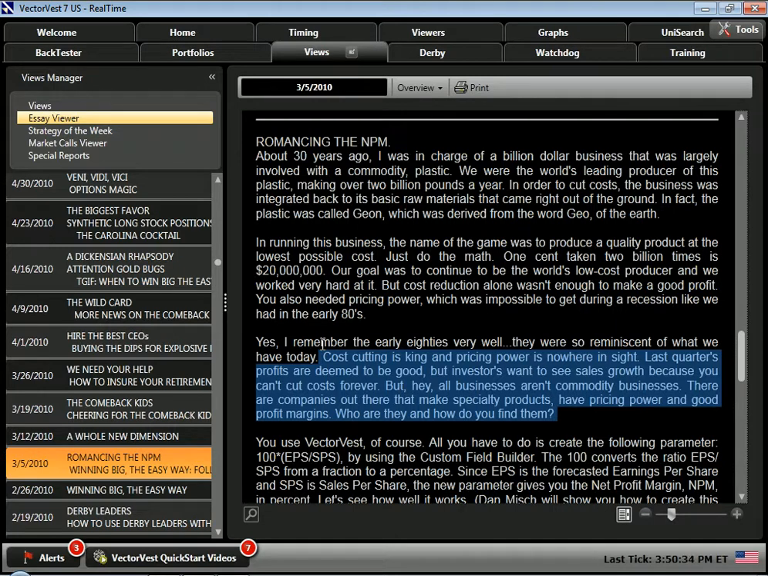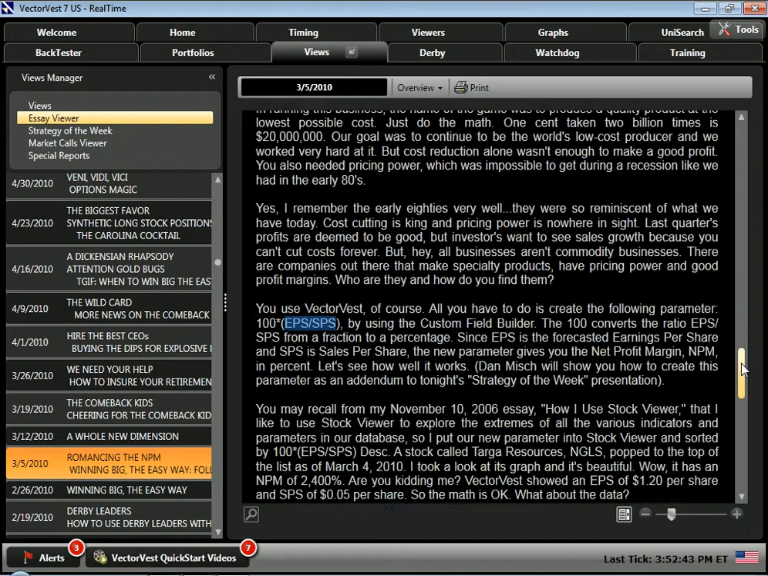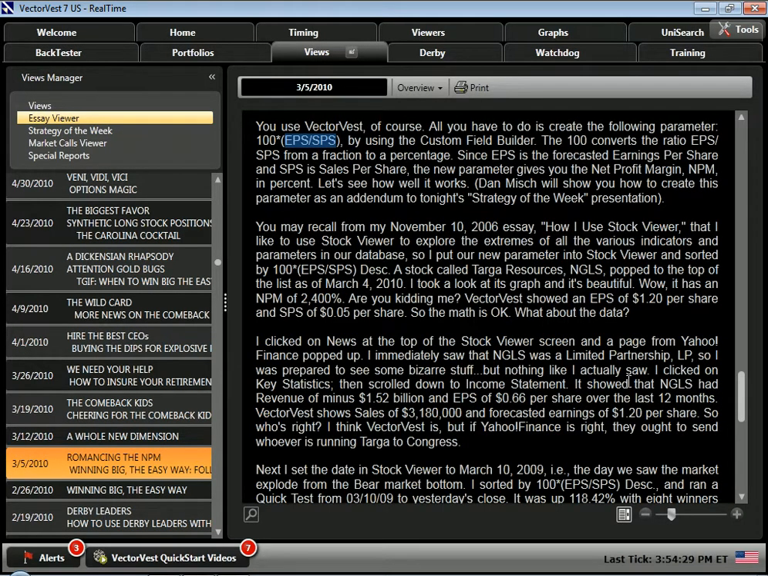Last quarter's profits are deemed to be good, but investors want to see sales growth because you can't cut costs forever. But hey, all businesses aren't commodity businesses. There are companies out there that make specialty products, have pricing power, and good profit margins. Who are they, and how do you find them? He then begins to compare this relationship between earnings per share and sales per share. And I'll scroll down a little. And he uses them to calculate a new parameter called the net profit margin, or the NPM.